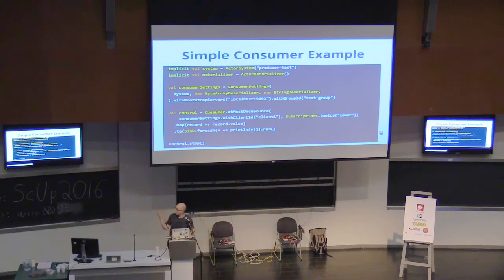You just say what type of key and value, tell it which Kafka server you are, and then you also specify the consumer group ID, which here is test group. And here we're creating an at most once source, which will auto-commit the offsets to Kafka when it receives the messages, telling it the topic we're listening to, which is lower. We're getting the value, and then we're sending it to a sink that just prints the messages out to standard out. And then later on, we can call this stop method on the control object, which stops the connection to Kafka and completes the stream.